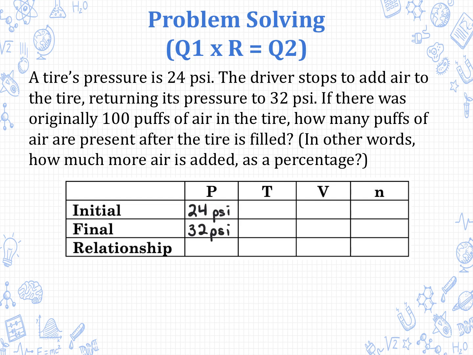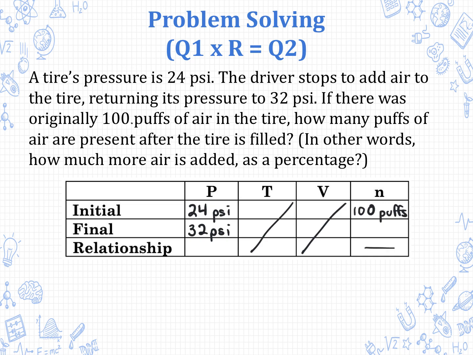It says there were originally 100 puffs of air. Puffs are the units of numbers of particles. So I'm going to put 100 puffs of air on the tire. It says how many puffs of air are present after the tire is filled. So, no mention of temperature and volume. So I'm going to look at the relationship between pressure, which I know, and number of particles.